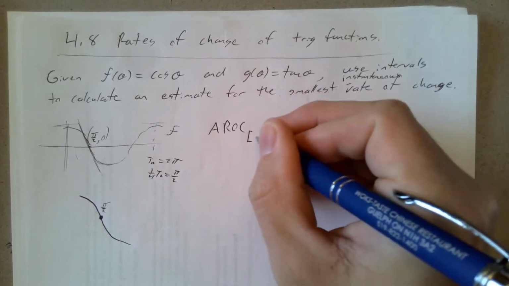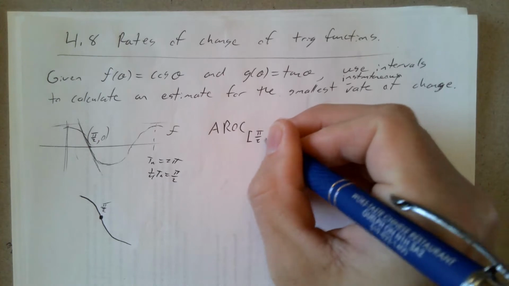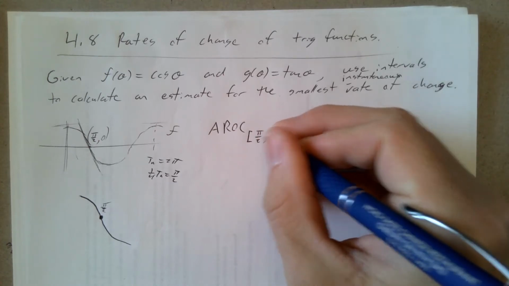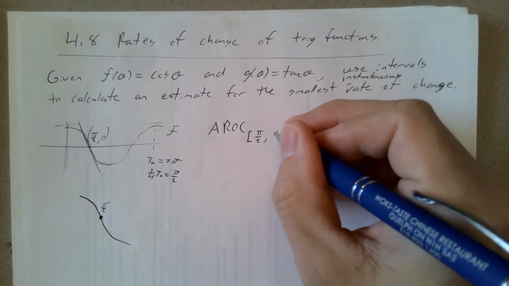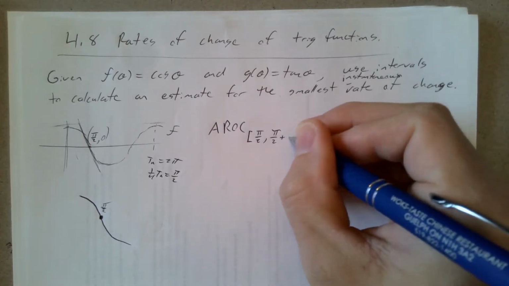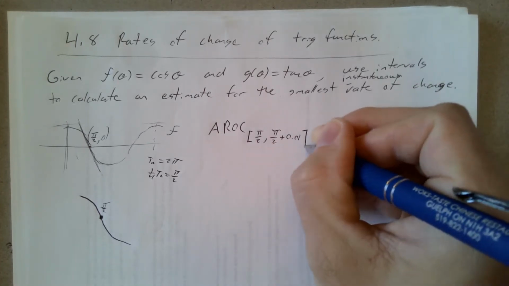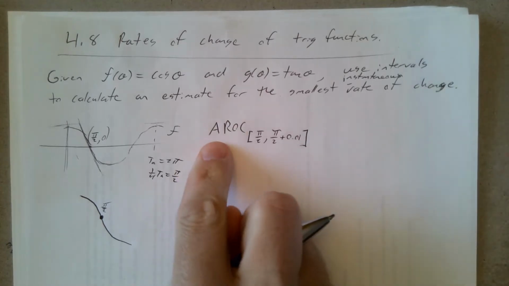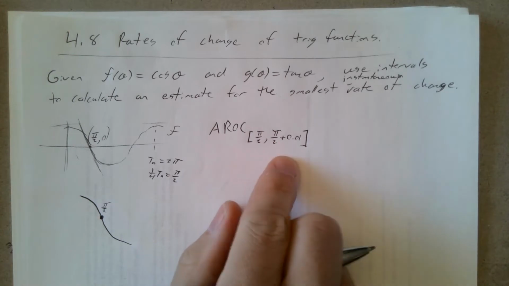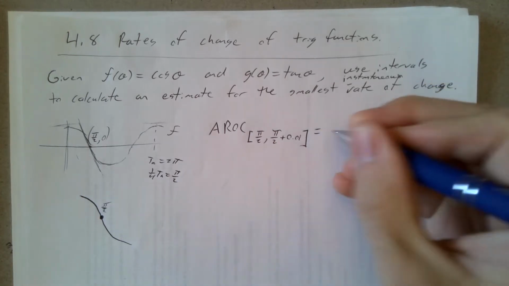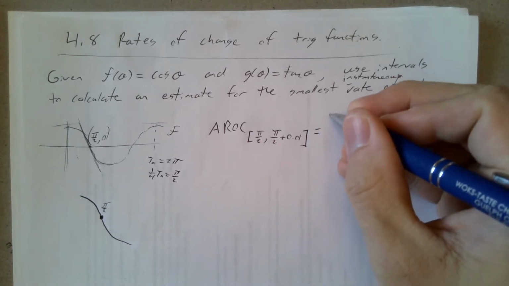Like, let's find the average rate of change from pi by 2 to, let's go 1/100th larger than pi by 2. Well, what's 1/100th larger than pi by 2? How about pi by 2 plus 1/100th? Let's make sure we announce to our reader that we're doing an average rate of change, and tell our reader over which interval. I'm going to substitute into my formula here.